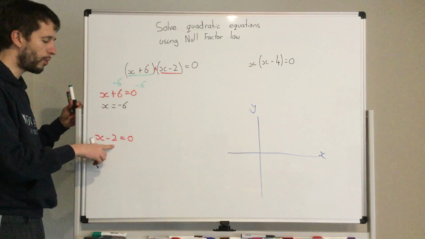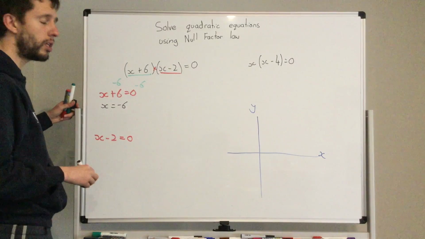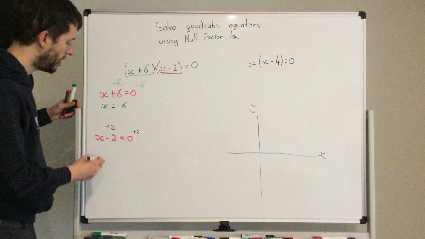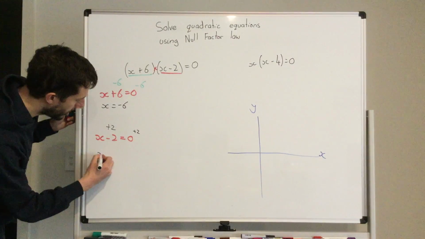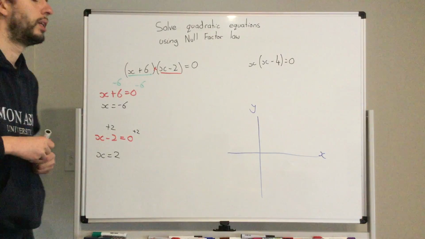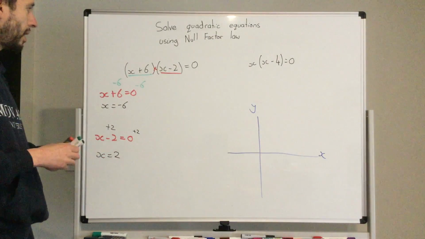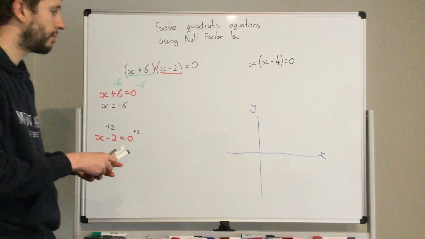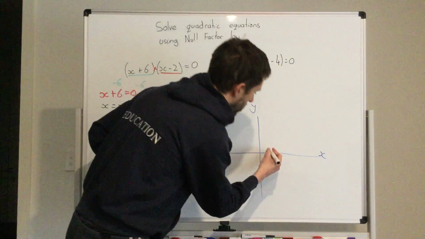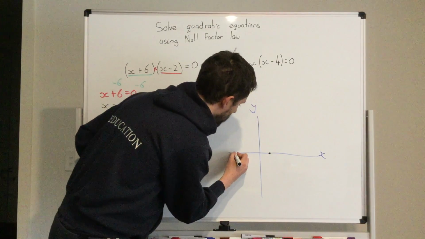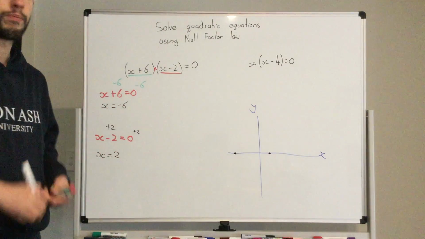Same on this side, I want to get negative 2 away, so the opposite of that is plus. So I plus 2 on both sides. These two cancel out and just leaves me with x equals 2. Now that shows me that my x-intercepts are 2 and negative 6. And that is what that tells me.